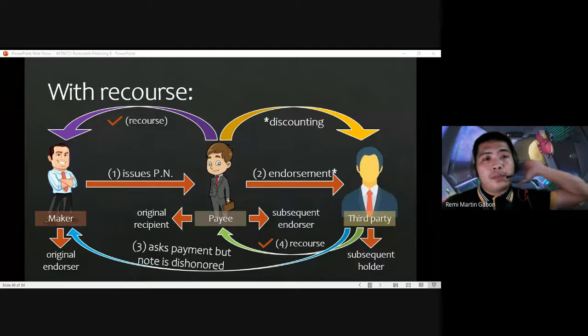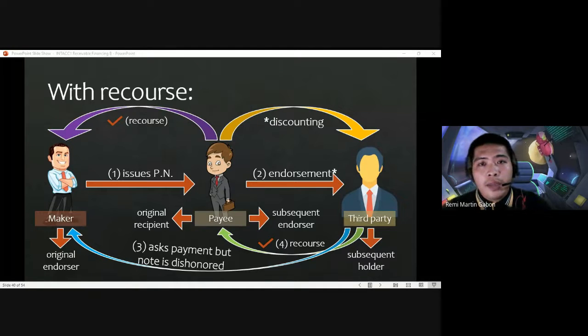In summary, the maker issues to the payee. The payee benefits with cash through the endorsement of the promissory note to the third party. The third party, if dishonored, goes back to the payee. Then the payee goes back to the maker.